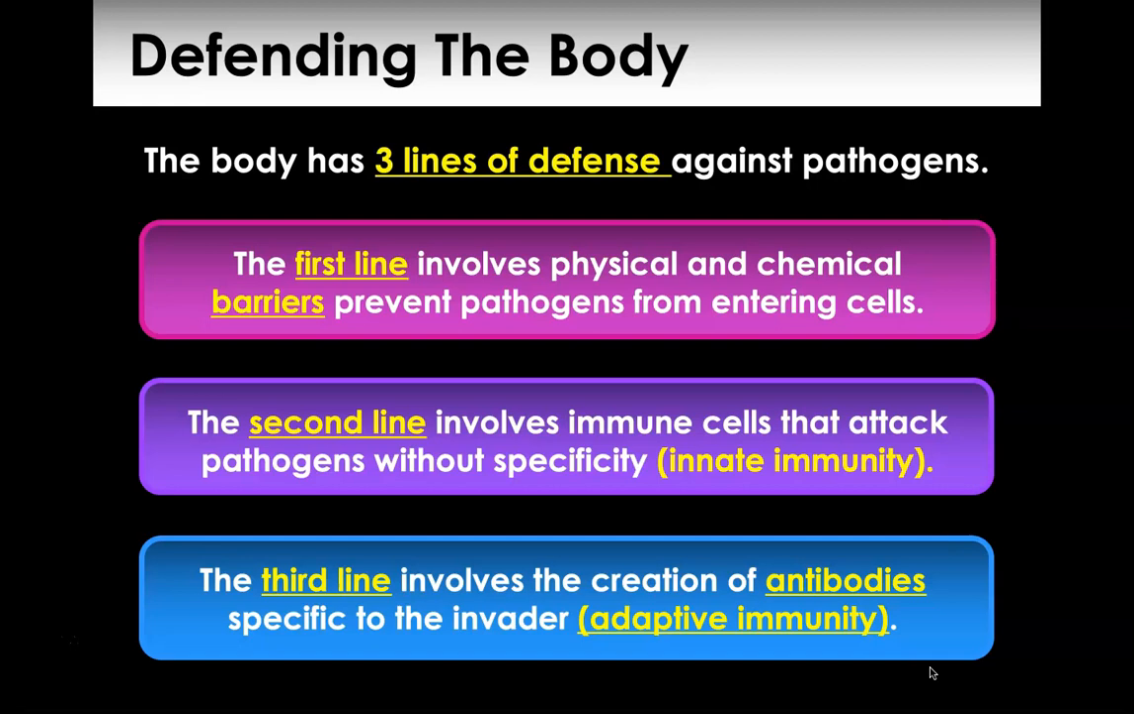And that's called the innate immune system. So innate, remember, in means within yourself or inside, and nate means from birth or born. So it's the immunity that you are born with that is inside you. The third line of defense involves the creation of antibodies, which are specific to a specific pathogen or specific germ that has invaded your body, and that's called adaptive immunity. So the third line of defense will be the topic of our next lesson.